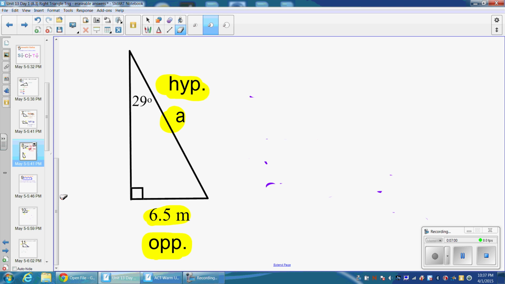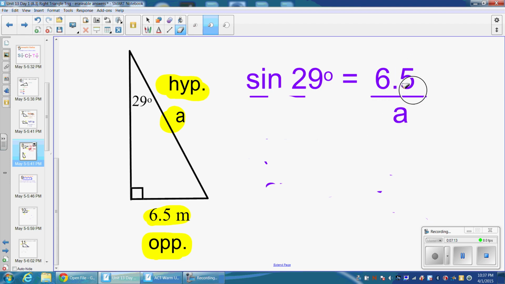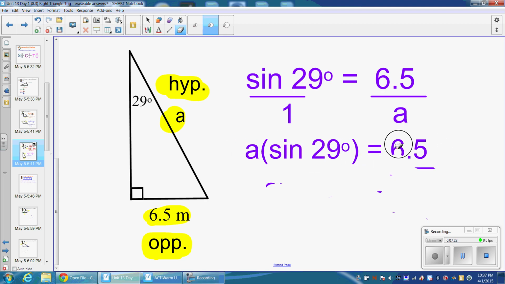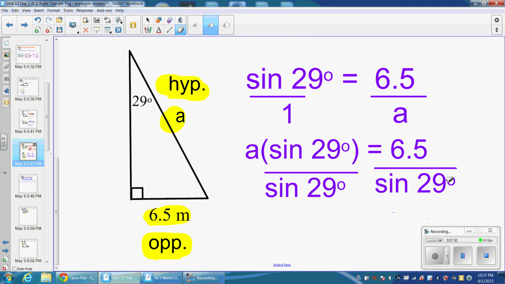All right, try the next one. All right, so I'm working with the hypotenuse and the opposite side. That's sine. So sine of 29 equals 6.5 over A. Put it over 1 here and cross multiply. When you cross multiply, you get A times sine of 29 equals 6.5. To solve for A, you need to divide by sine of 29 on both sides. These cross out, so you're left with A equals 13.4 meters.